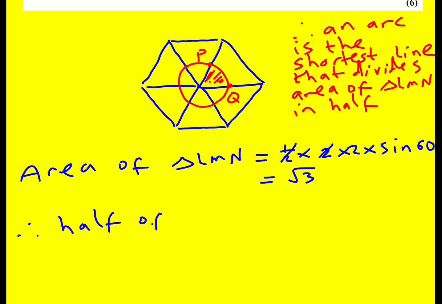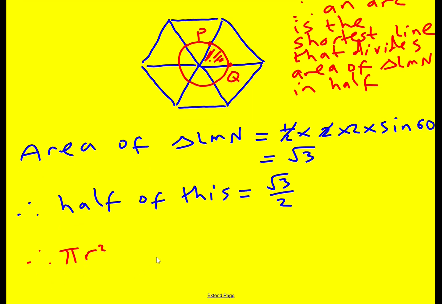Therefore, half of this equals root 3 over 2. And therefore, pi r squared, that's the area of the circle, is going to equal 6 lots of this, because I've got the whole circle, and I need to basically add up all the 6 little segments that I've just found.